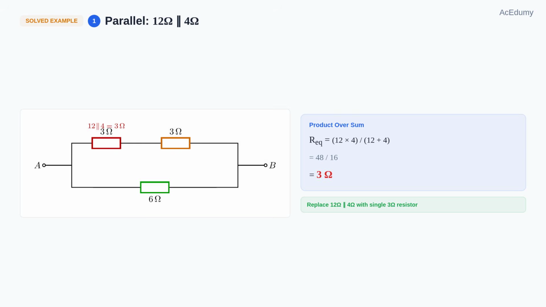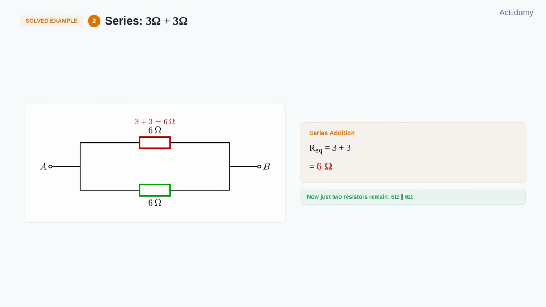The circuit now has 3 ohms in series with 3 ohms, and that combination is still in parallel with 6 ohms. Step 2. The 3 ohm resistor from step 1 is in series with the other 3 ohms. For series resistors, we simply add 3 plus 3 equals 6 ohms. Now our circuit has simplified to just 2 resistors, 6 ohms in parallel with 6 ohms.